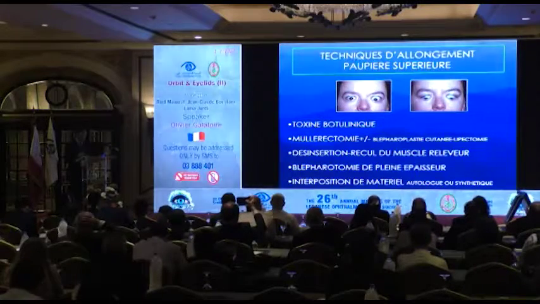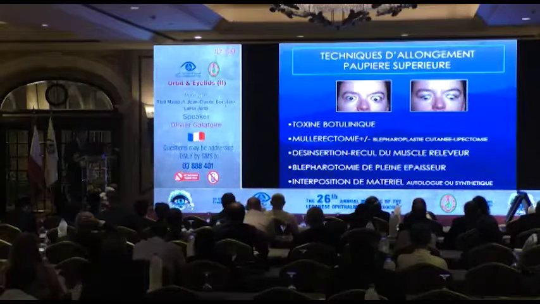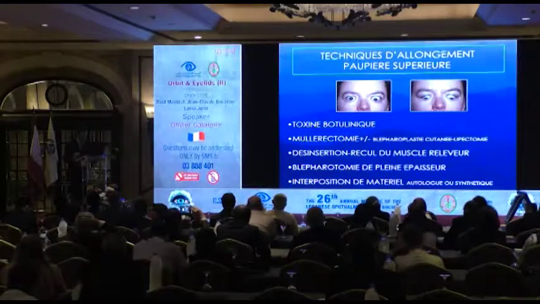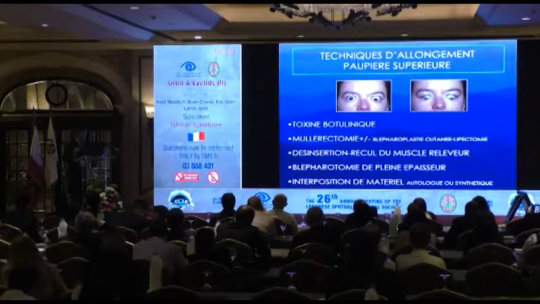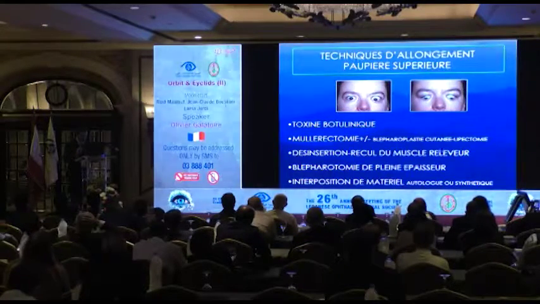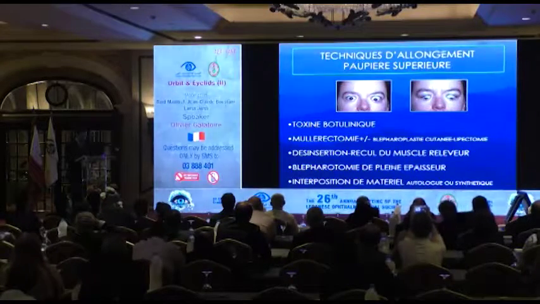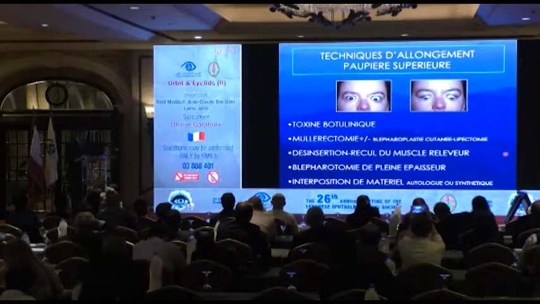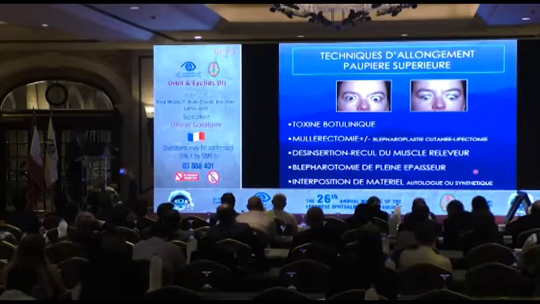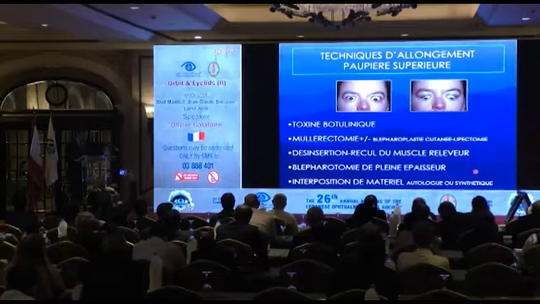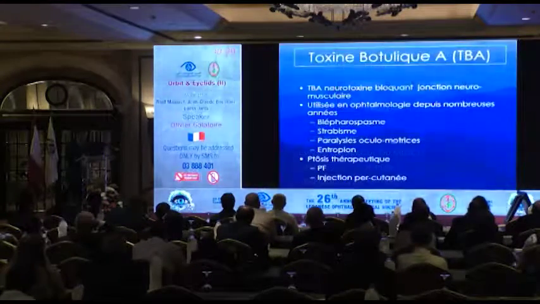So, what can we do to help this patient? There are many techniques to treat the retraction. The first one is Botox. Then, as we can see, Müllerectomy, that is to say Müller's muscle excision, and levator disinsertion. The third technique is blepharotomy of the entire eyelid and material interposition.